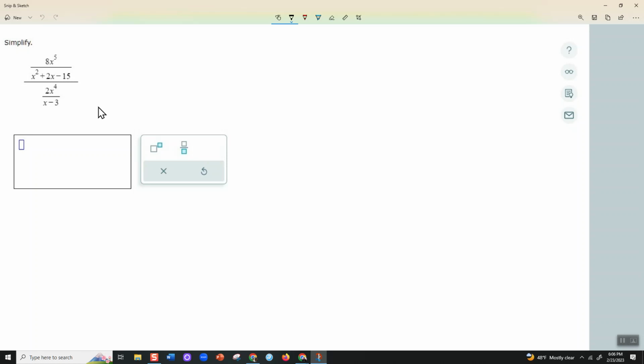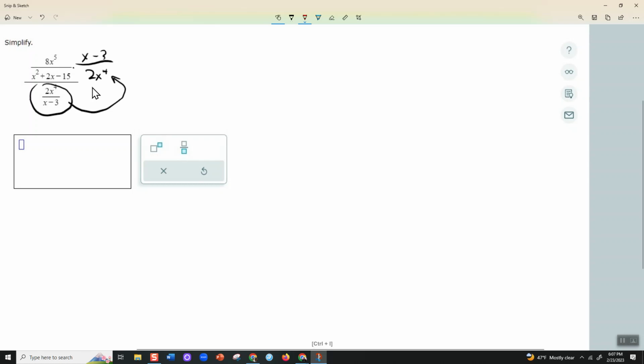Basically, it's a fraction divided by a fraction, or rational divided by a rational. And hopefully you remember that if you're dividing by a fraction, you're really multiplying by the reciprocal. So we're going to take this bottom half, flip it upside down, and multiply the top by it. So this is going to be x minus 3 on top, and then 2x to the fourth on bottom.